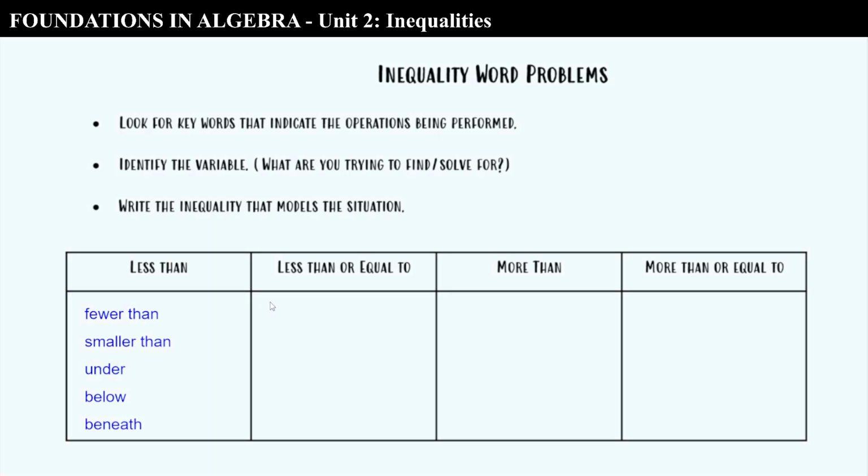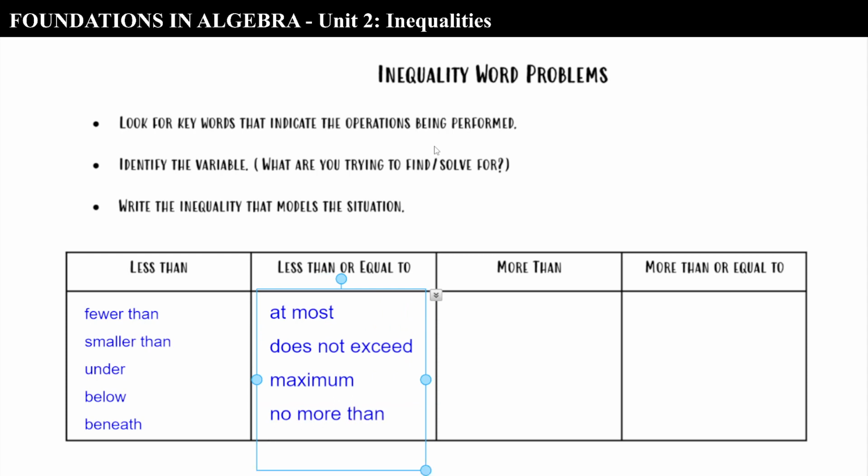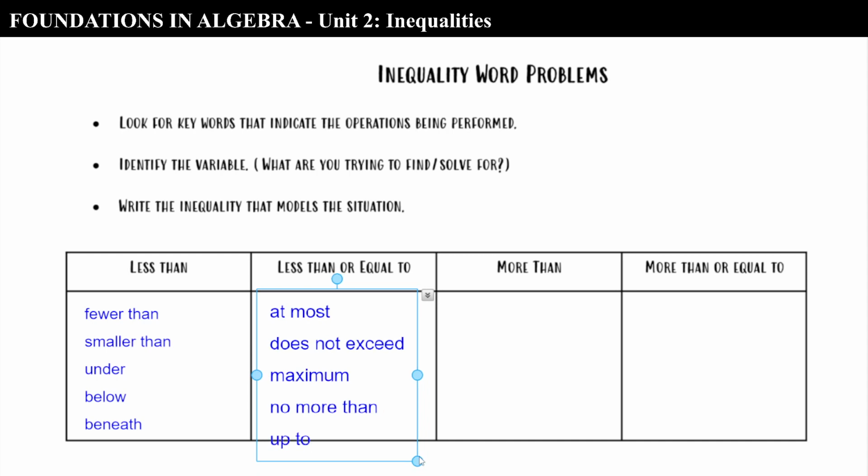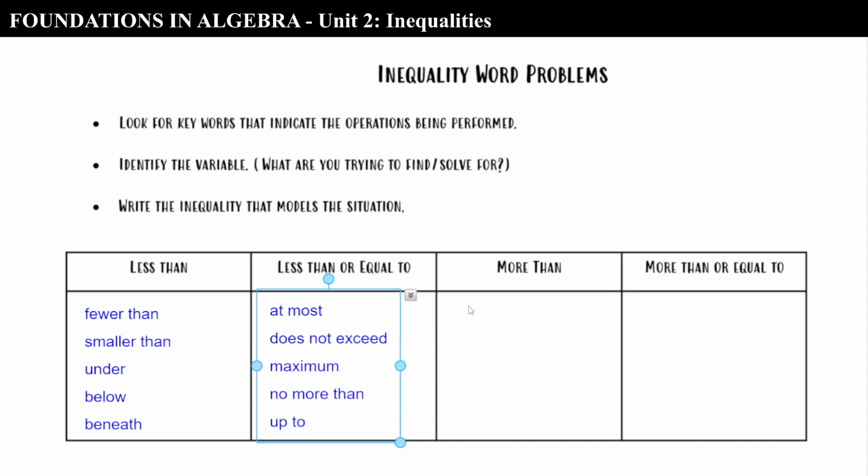Okay. Now, for less than or equal to, you have words such as at most, does not exceed, maximum, no more than, and up to. Okay, these are words that you may see in a word problem that would indicate less than or equal to.